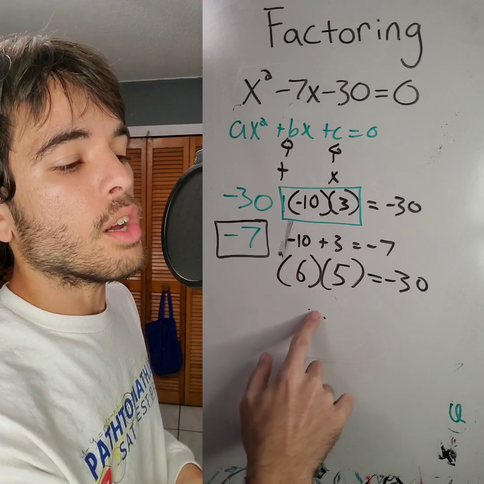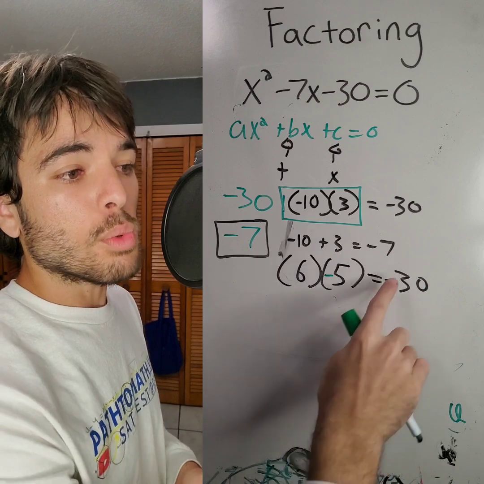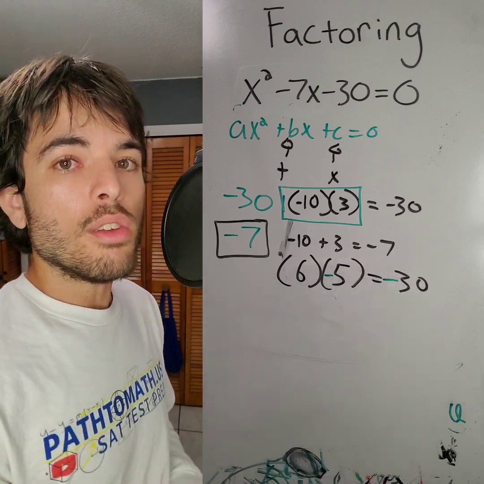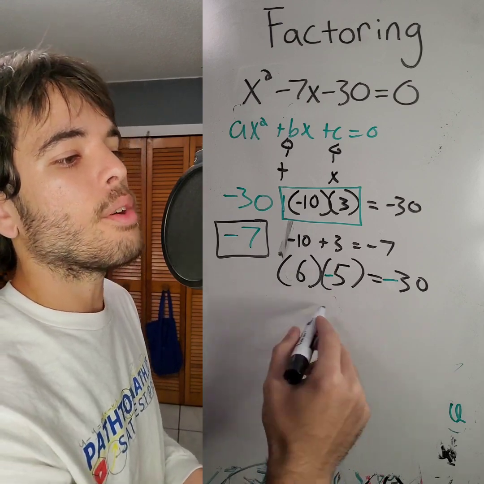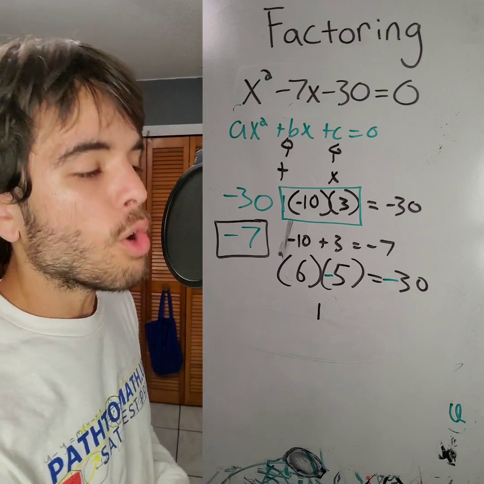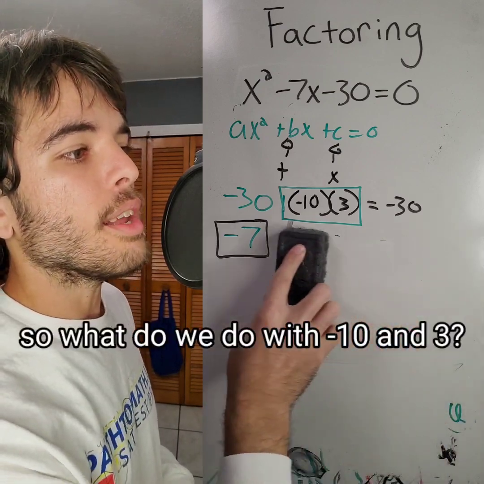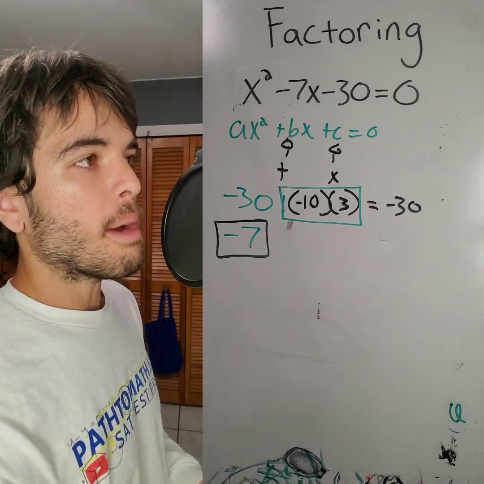Let's try real quick doing a 6 and a negative 5, because we still get the negative 30, even if you apply the negative sign to the 5. But if we add these together, we just get a positive 1, which is also not what we want. So I know for sure 10 and 3, more specifically negative 10 and positive 3, are my factors.